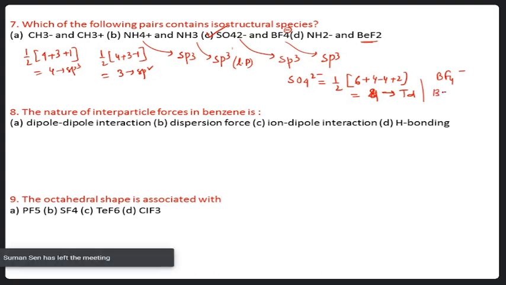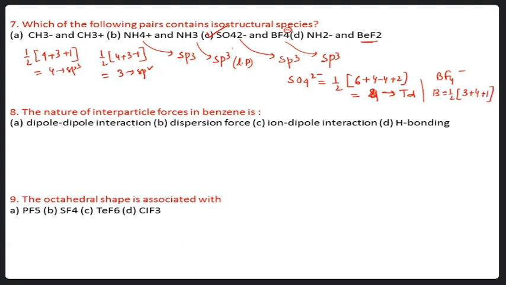Boron has 3 plus 4 plus 1. Now it is also sp3. So these both have sp3, but no lone pair is there. That means they are regular tetrahedral. So these are the isostructural species. Does anybody have any questions?